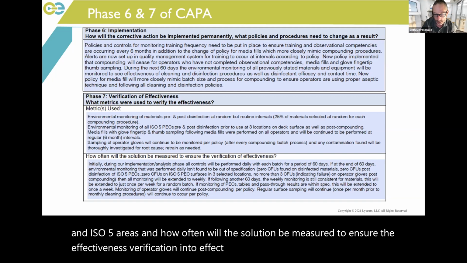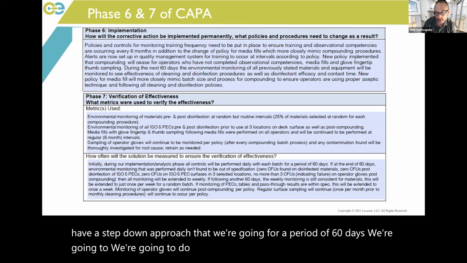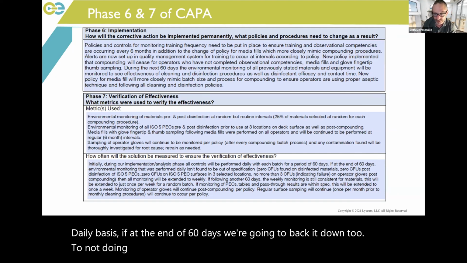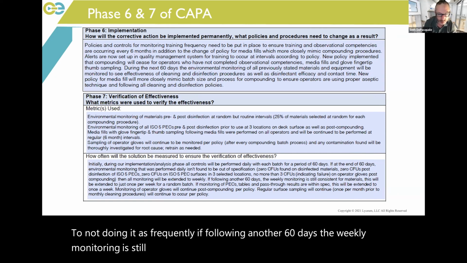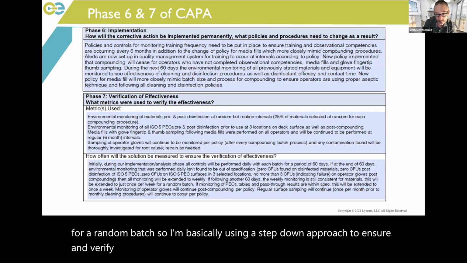And in this paragraph, I basically have a step-down approach that for a period of 60 days, we're going to do this on a daily basis. If at the end of 60 days, we're going to back it down to not doing it as frequently. If following another 60 days, the weekly monitoring is still consistent, this will be extended to just once per week for a random batch. So I'm basically using a step-down approach to ensure and verify the effectiveness of our solutions.